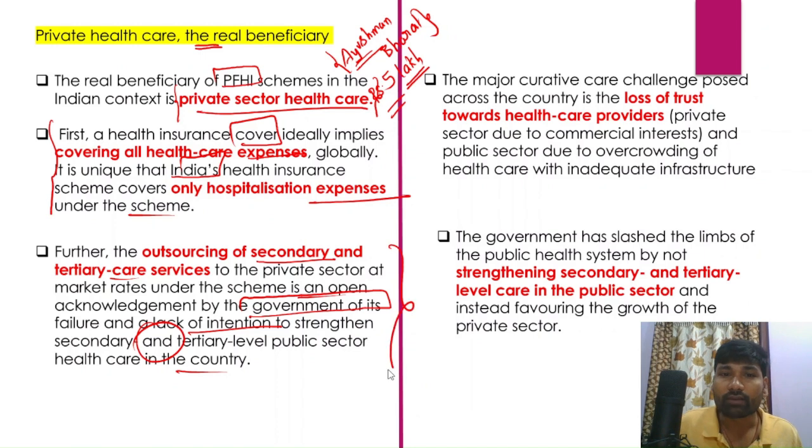Therefore, the government should strengthen its presence and its capacity in the secondary and tertiary care services as well, and that would help the people, help in providing universal health care, and help in reducing the out-of-pocket expenditure of the people.